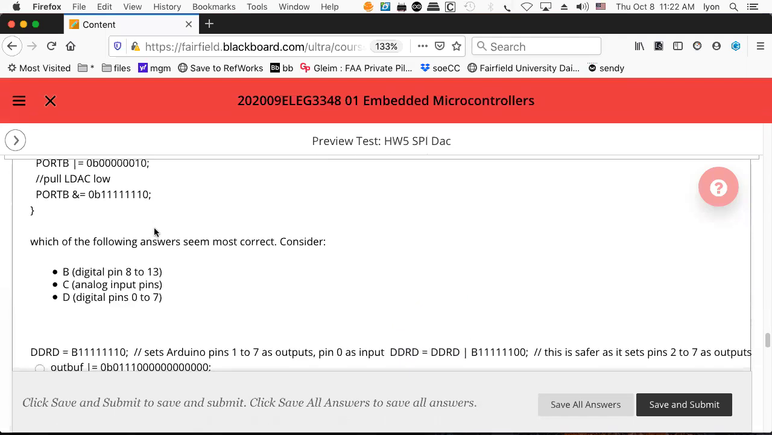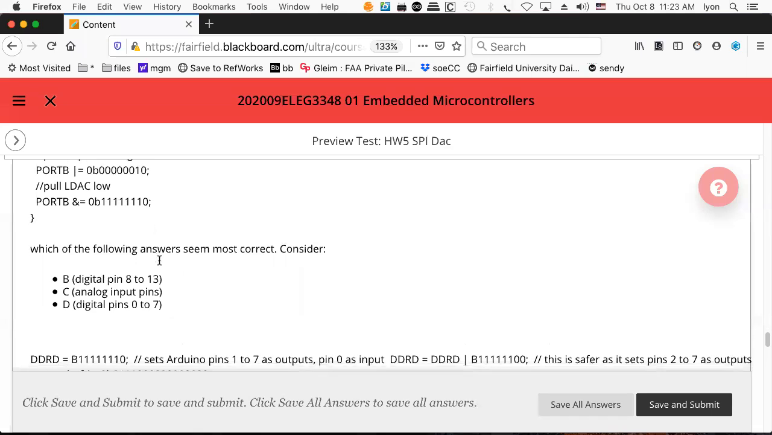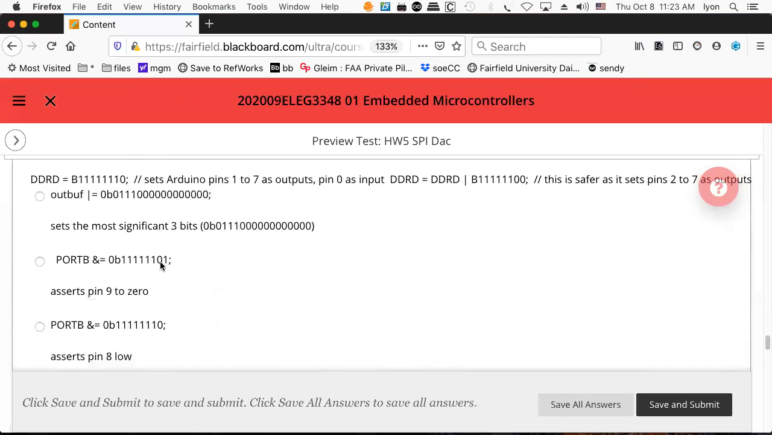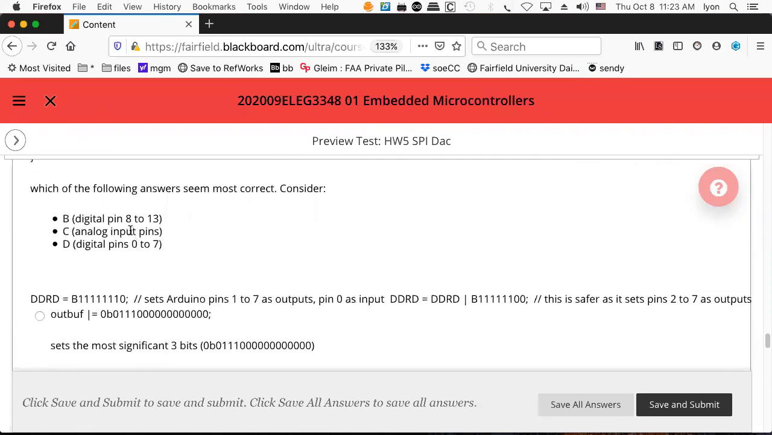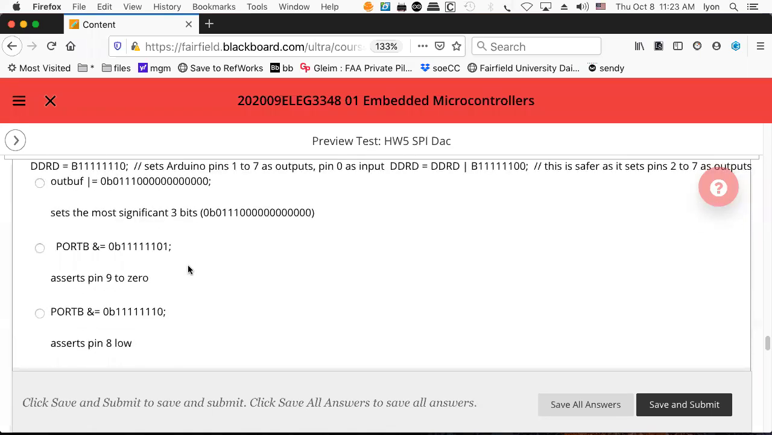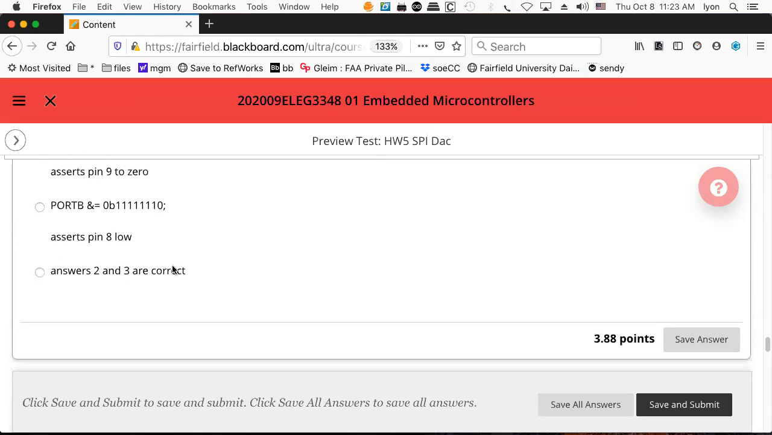Then this says asserts pin 9 to 0. And what do we see about port B? It's 8, 9, 10, 11, 12, 13. So this is going to be 8. There's pin 9. So pin 9 is 0. So that seems true. And this says asserts pin 8 to low. Well, that first pin is 8 for port B because port B starts on pin 8. And so that must also be true. And so the answers 2 and 3 are correct.